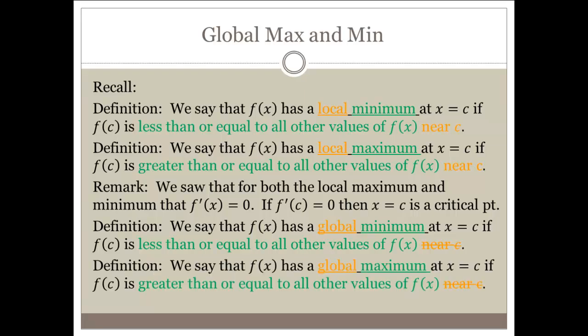Similarly, we say that f of x has a global maximum at x equals c if f of c is greater than or equal to all other values of f of x. Again, getting rid of the condition that we have to be near c.